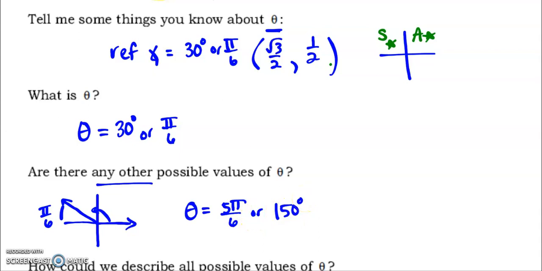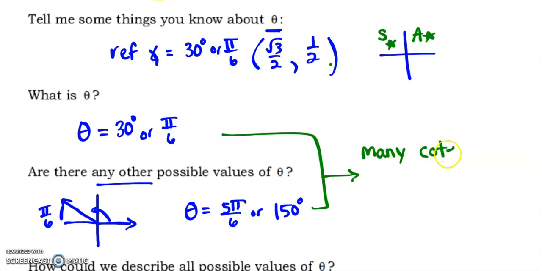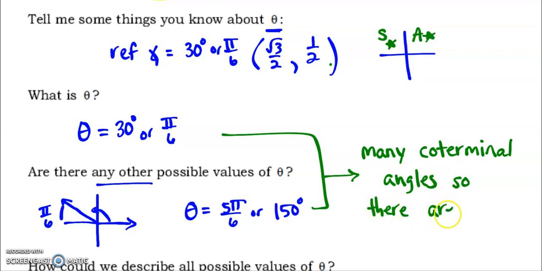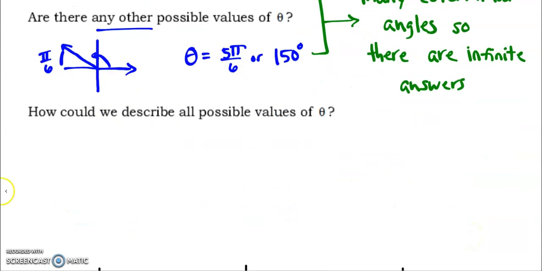All right, so those two are for sure answers, but something we should note about these two is that there are many coterminal angles. So there are infinite answers. And there's a way to write that more succinctly.